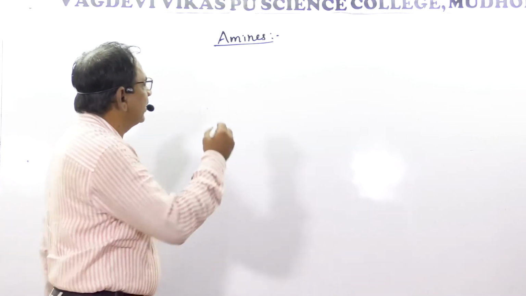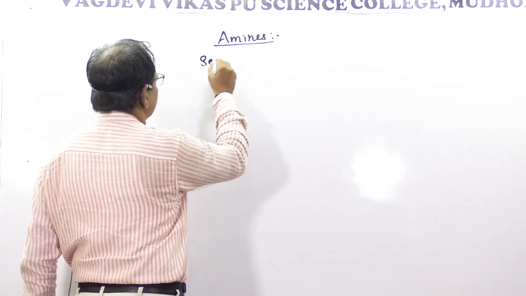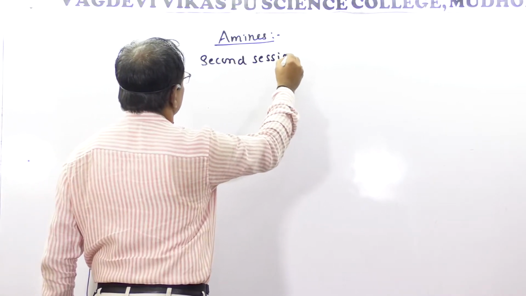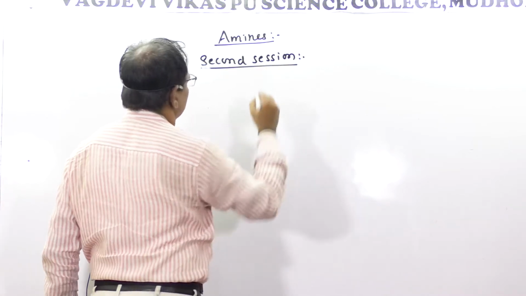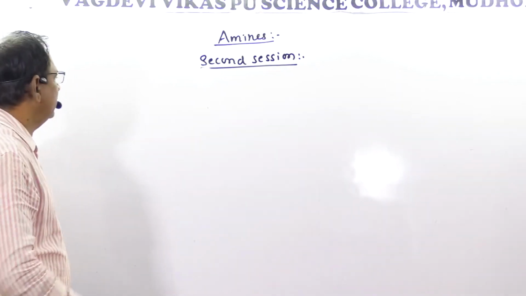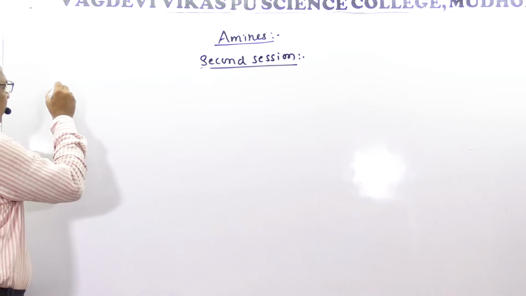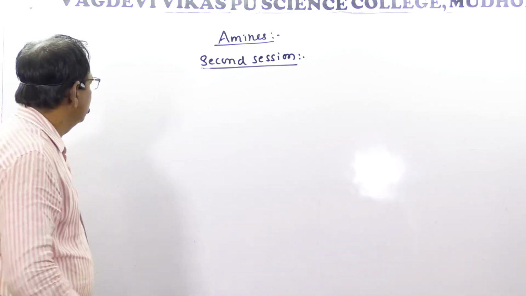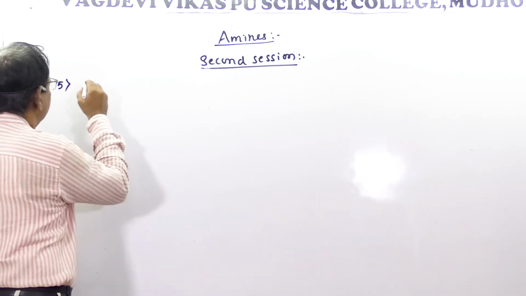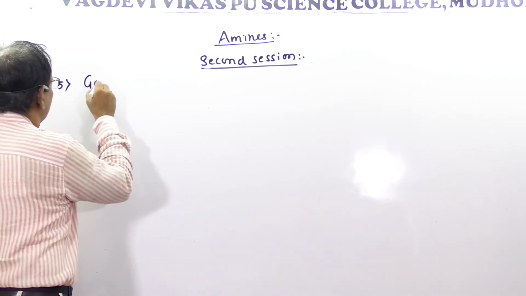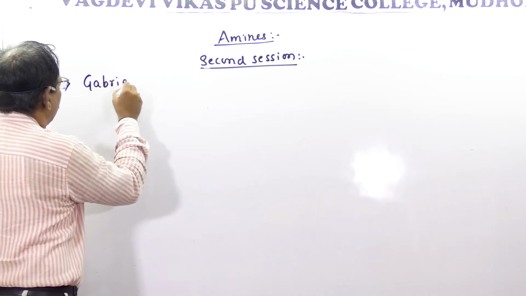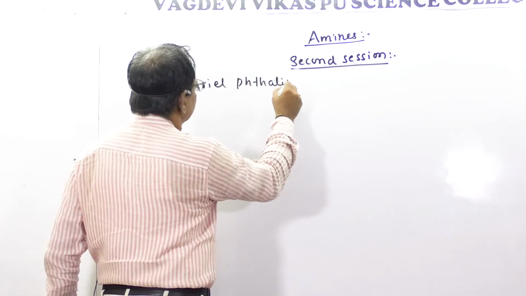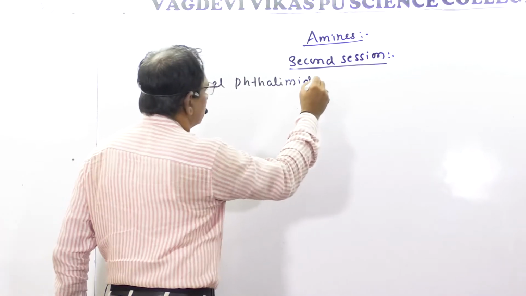Today we start the second session. The fifth method for the preparation of amines is Gabriel phthalimide synthesis.